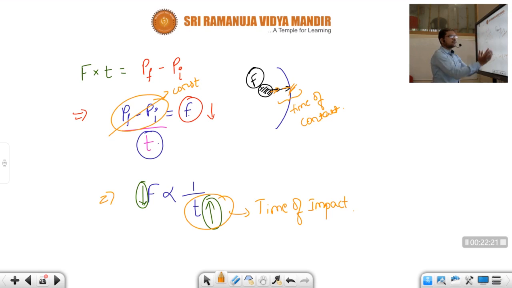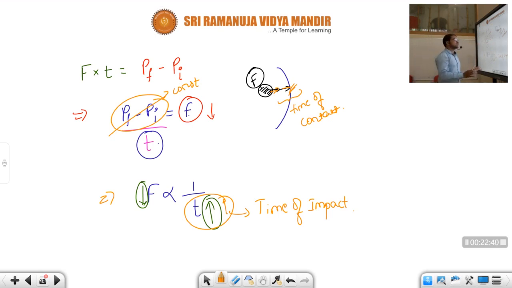So here what happened? The time of impact decreased. Instead of catching here, we will drag up to here. Understood, children? Instead of catching at this point immediately, we will drag up to some time, so that the time of impact will be more and the force experienced by our hands will be less.